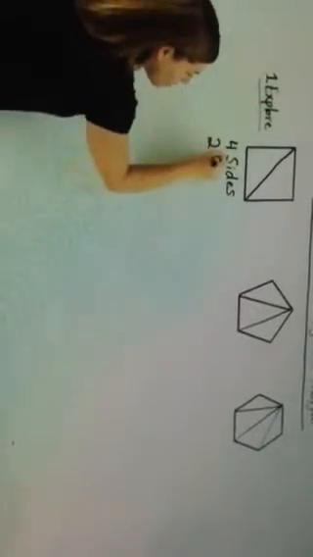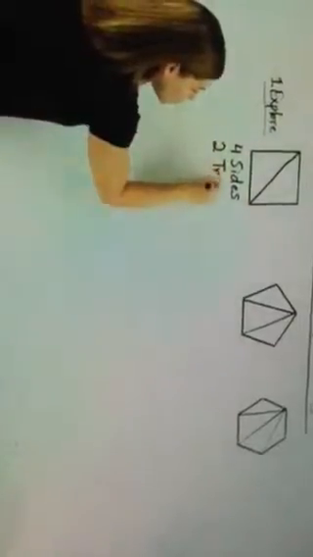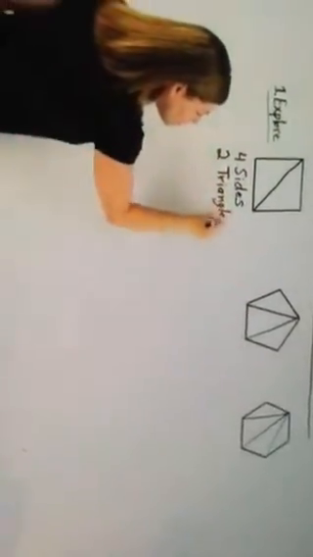Starting with this polygon, let's see how many sides it has. If we count, we can see that this polygon has 4 sides. Now, with this 4-sided polygon, we drew one diagonal. And look at what was created. We have a triangle right here and another triangle right here. So, by making one diagonal in a 4-sided polygon, we were able to create 2 triangles.